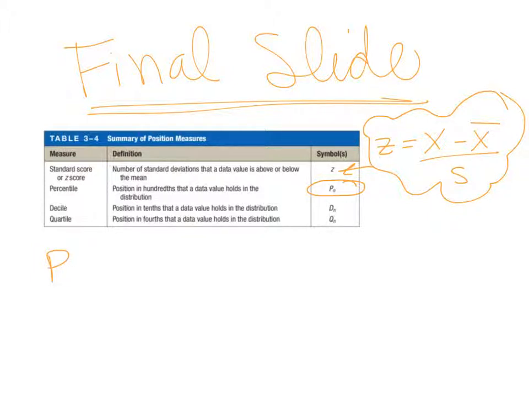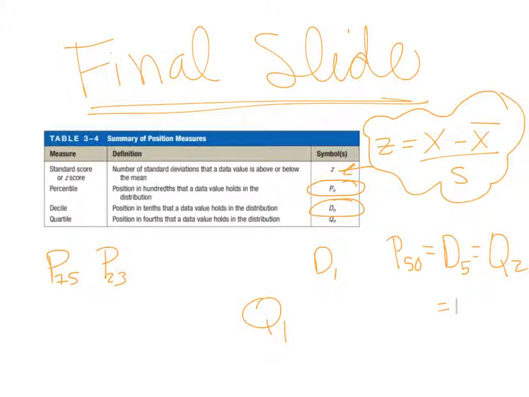So, maybe we wanted the 75th percentile, we go P75. 23rd, P23. All right, and then our decile, D1 was 10%, D2, 20%, and so on. And then Q1 was our first quartile, that's the 25th percentile. So notice that P50 is equal to D5 is equal to Q2 is equal to our median. These are all ways of saying the 50th percentile. And so these are all of our different symbols: Z, P, D, and Q.